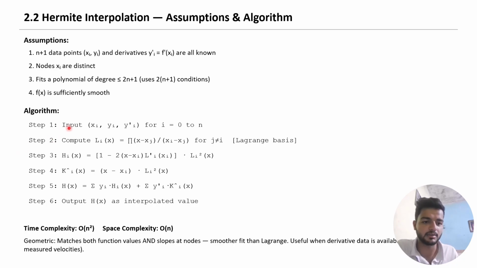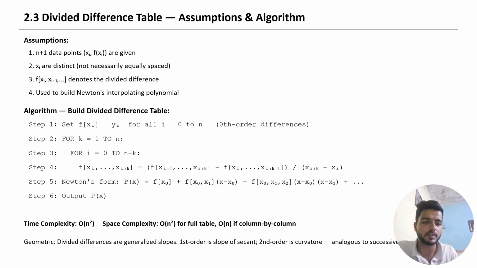This is Hermite interpolation. We'll take input xi, yi, y dash i for i equals 0 to n. Compute Li, which is the product of (x minus xj) divided by (xi minus xj) for j not equal to i, the Lagrange basis. Hi(x) is equal to 1 minus 2 times (x minus xi) times L dash i(xi). And we'll get the output H(x), the interpolated value. Time complexity of this is big O of n square.